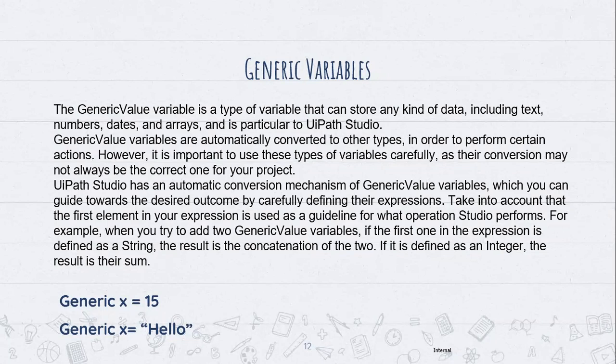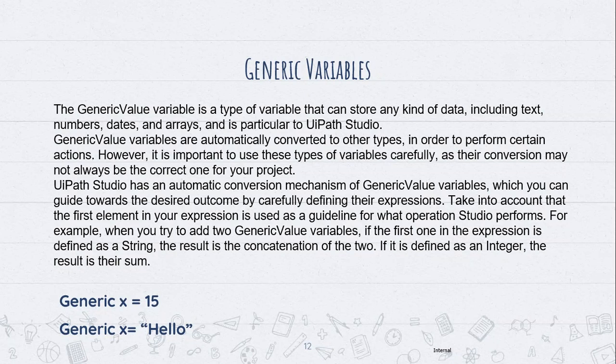A generic variable is a type of variable that can store any kind of data. It can be text, a number, a date, an array, anything. It's generic. In the background, it's not converting anything. You basically have a specific location in memory for it. In layman's language, it's a very universal bucket where you can store anything.